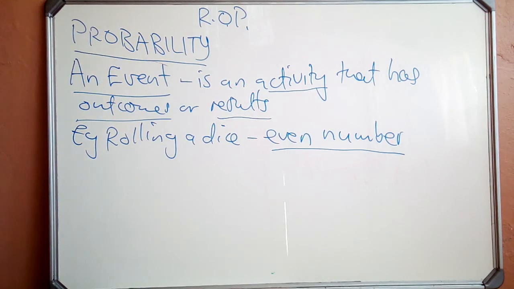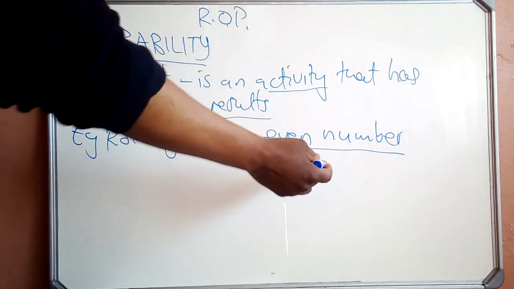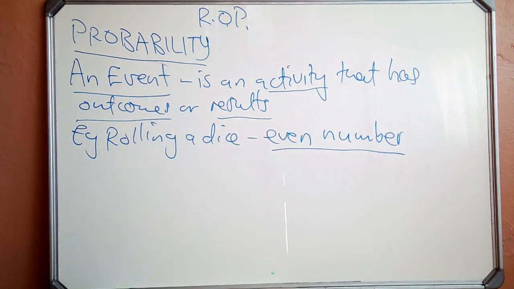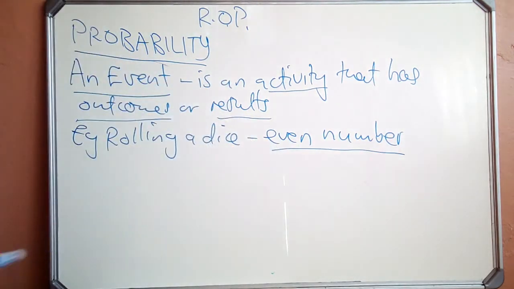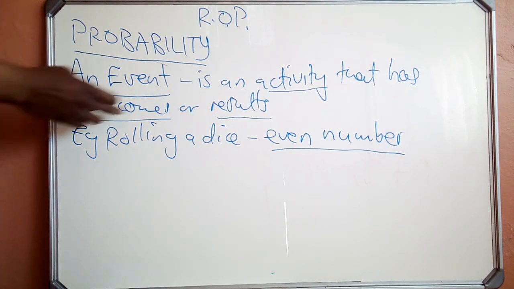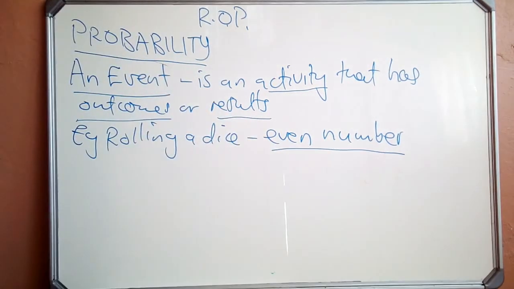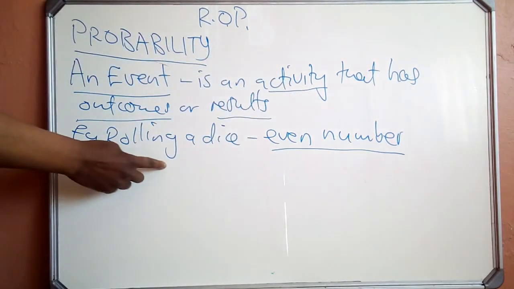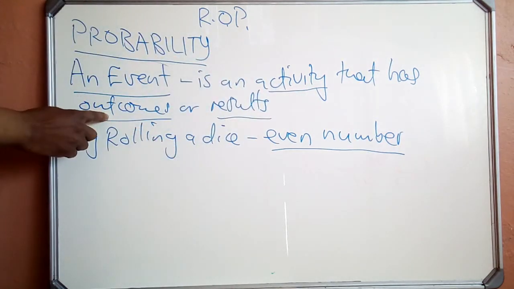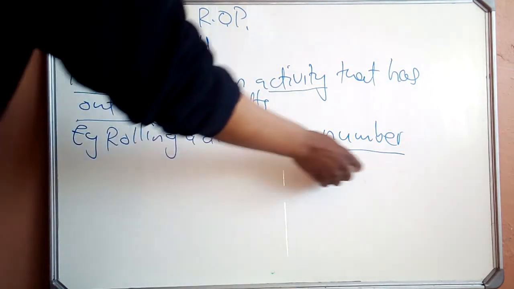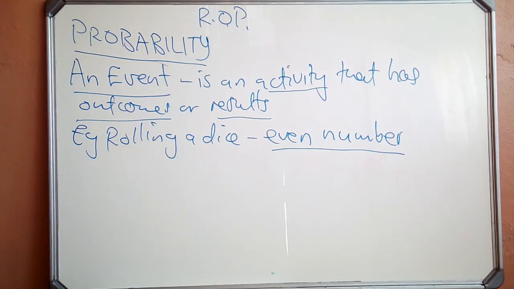Or alternatively, if we're looking at odd numbers, if you throw a dice, what is the chance or the outcome or the result that it will be an odd number? That will be the event. So the outcome or the result is the even number. The activity is the rolling of the dice. The outcome or the result is the even number.